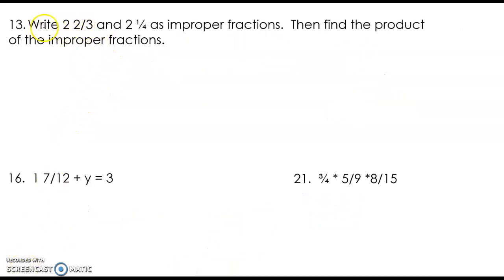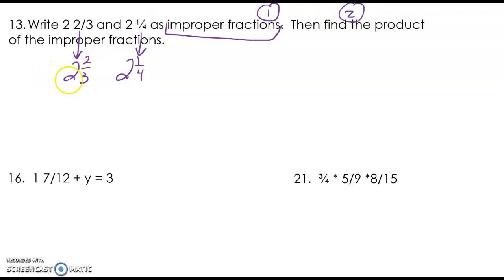All right, 13. Write 2 and 2/3 and 2 and 1/4 as improper fractions. So this is my first step. And then my second step is to find the product. So if I'm going to find improper fractions, I'm going to do the popcorn method, where I multiply and then add. So 3 times 2 is 6, plus 2 is 8. And then here I'm going to do the popcorn as well. 4 times 2 is 8, plus 1 is 9 over 4.